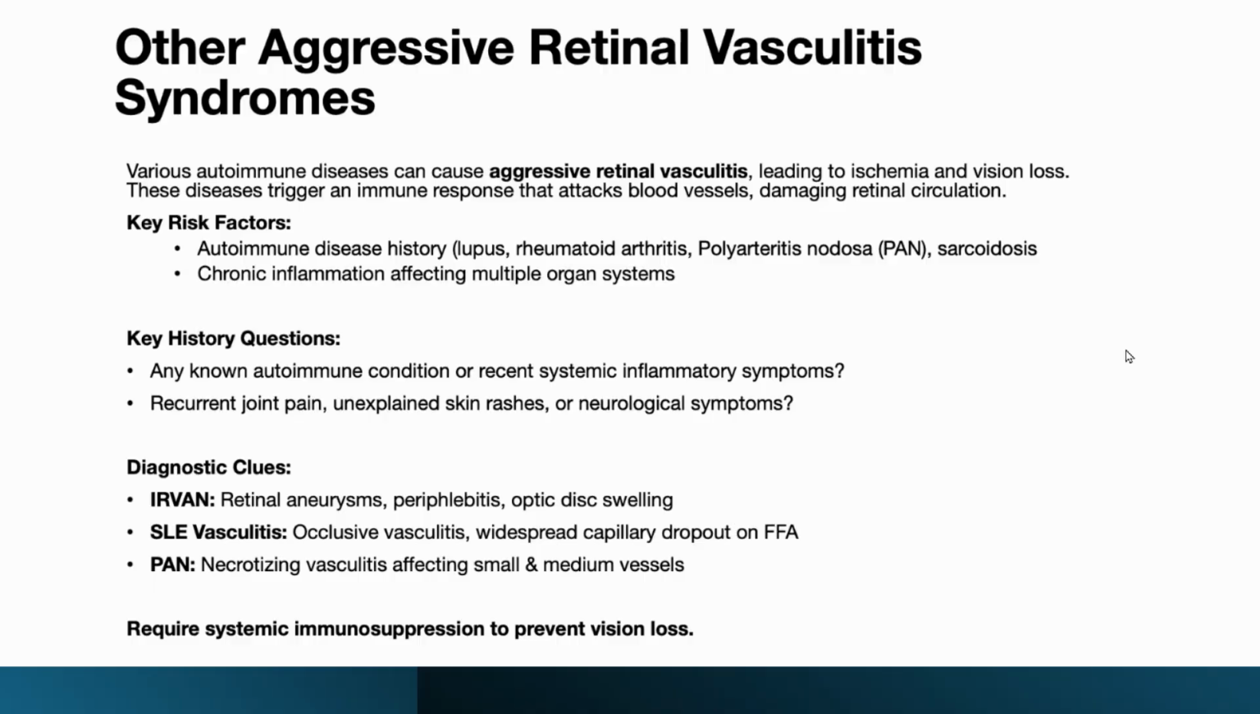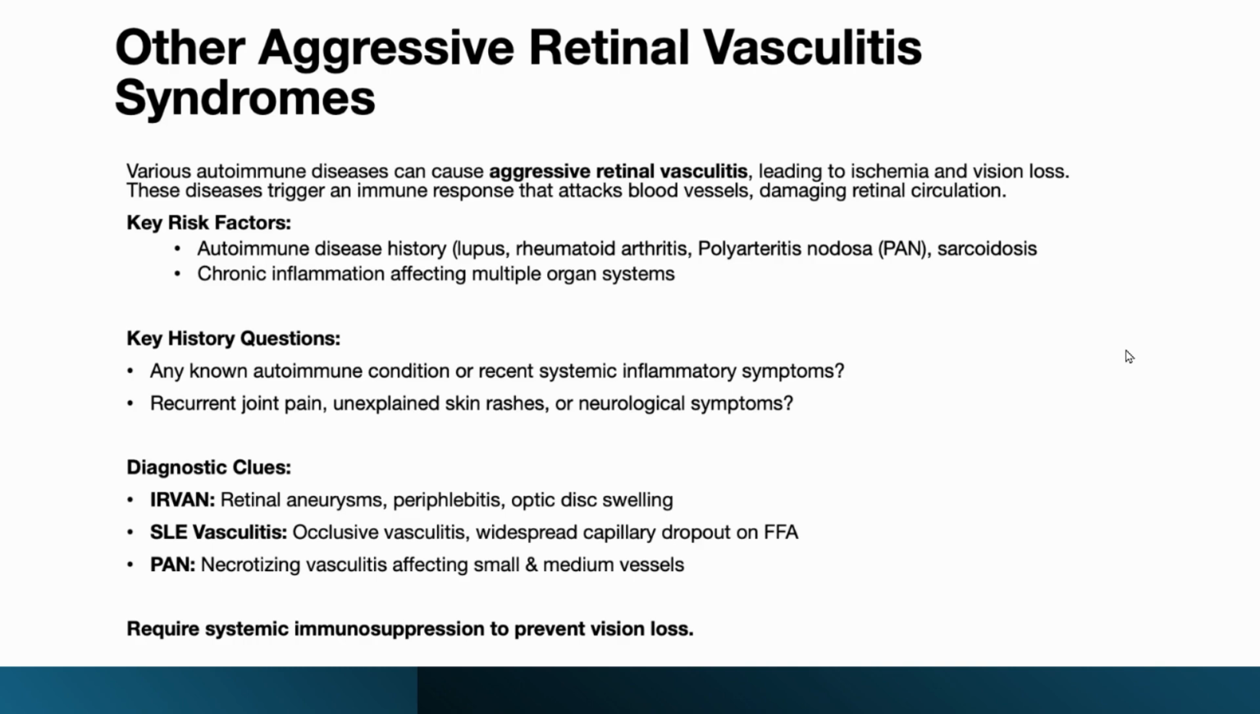There are various autoimmune diseases, including lupus, rheumatoid arthritis, polyarteritis nodosa, or PAN, and sarcoidosis, which can cause aggressive retinal vasculitis, leading to ischemia and vision loss. This is why it's important to ask if the patient has any known autoimmune conditions or recent systemic inflammatory symptoms.